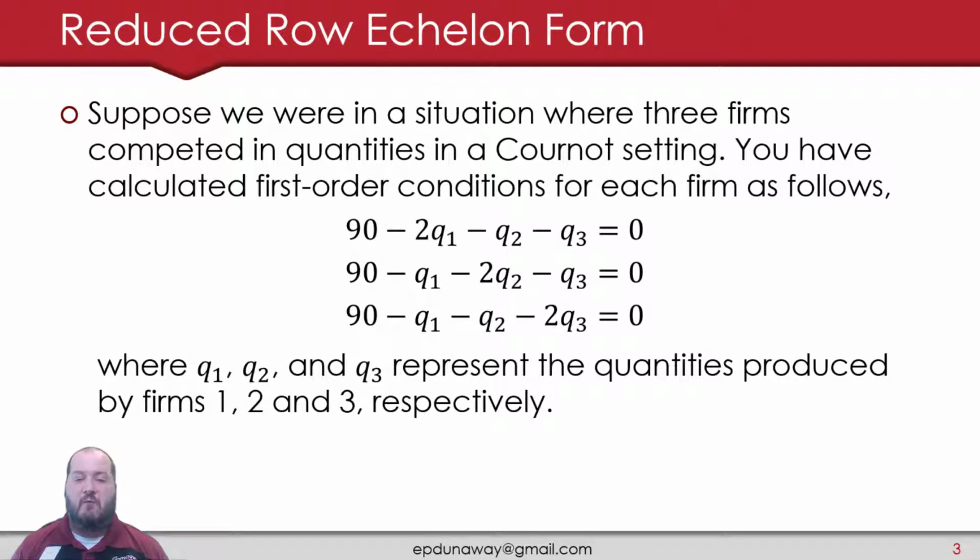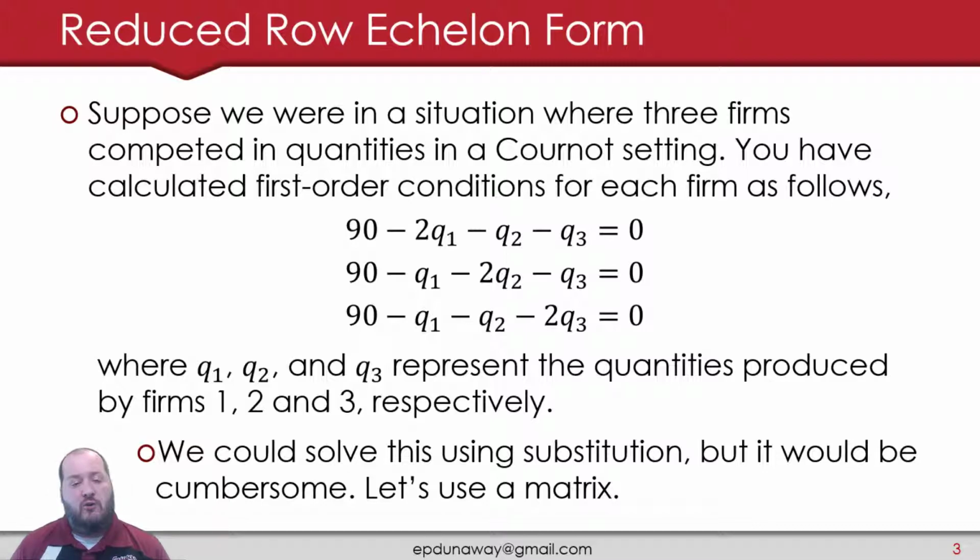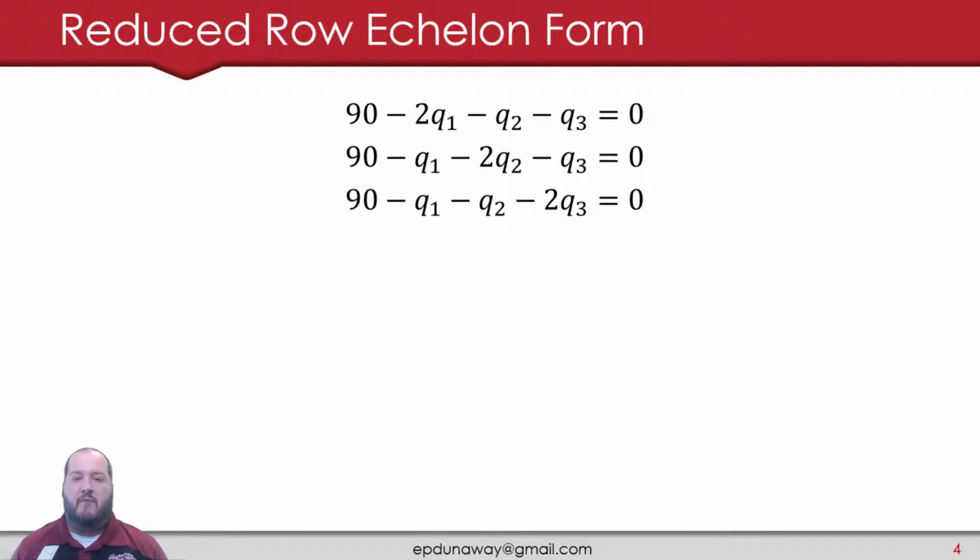So basically what we have right here is a system of 3 equations and 3 unknowns. We want to solve for q1, q2, and q3. I could solve this using substitution, but it'd be cumbersome, so I want to use a matrix to solve for this. Let's set it up. The first thing we need to do is get this into a form that works for a matrix. So I need to clean this up a little bit.